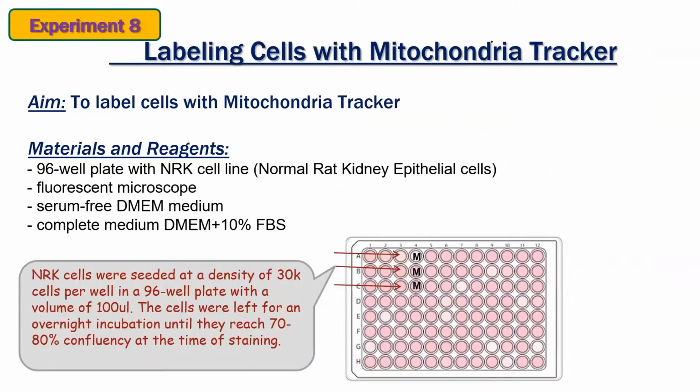Okay, so now we are getting to our procedure. And first of all, we're talking about the materials and reagents. So we are using 96 well plate with NERC cell line. And we want to seed the cells beforehand so that at the time of staining, we have about 80% of confluency. So your well should be roughly occupied by cells about 80%.